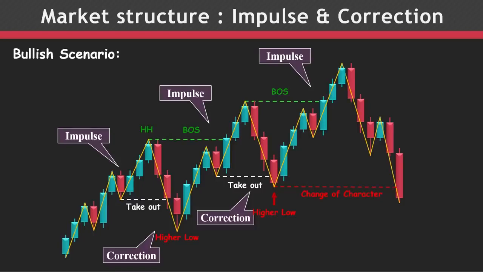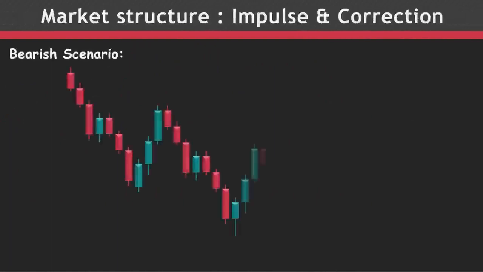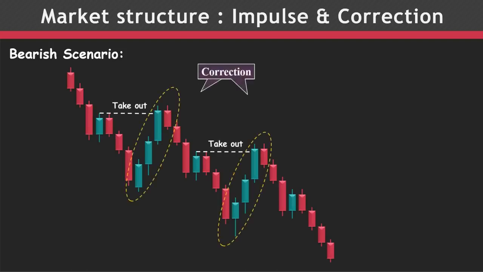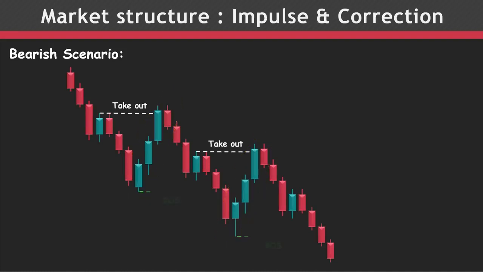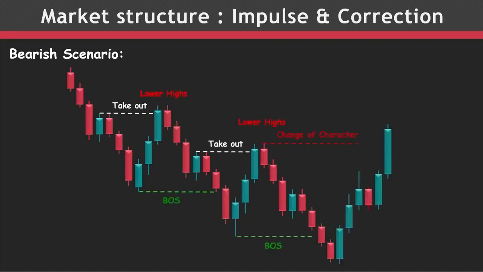The same concept is applied to the bearish scenario. Here we have impulsive and corrective moves in terms of candlestick. These moves are corrections in terms of market structure reading since they have taken out the liquidity above the minor structures defining the lower highs. So the change of character occurs if we get a break and close above this level.